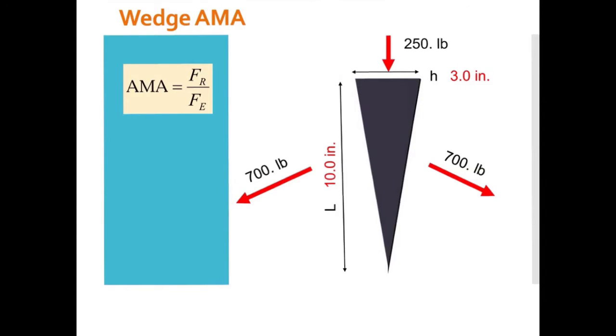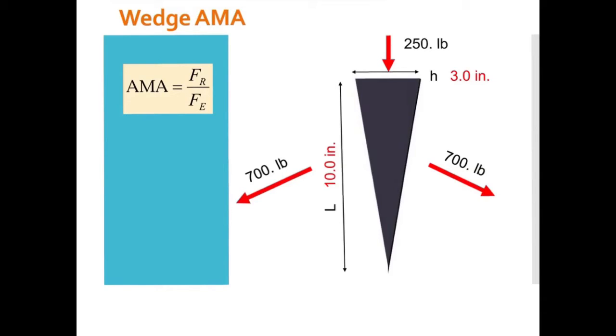If you're raising an object with a wedge, the force resistance would be the object's weight. But if you are splitting an object apart, the force resistance would depend on the strength of its intermolecular forces. In this case, the force resistance will be given to you, like in this problem here. So our force resistance is given to us as 700 pounds.